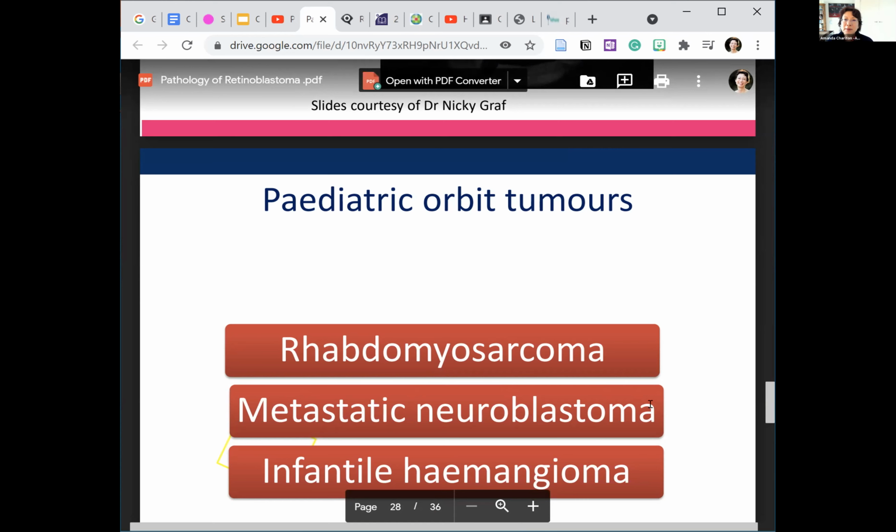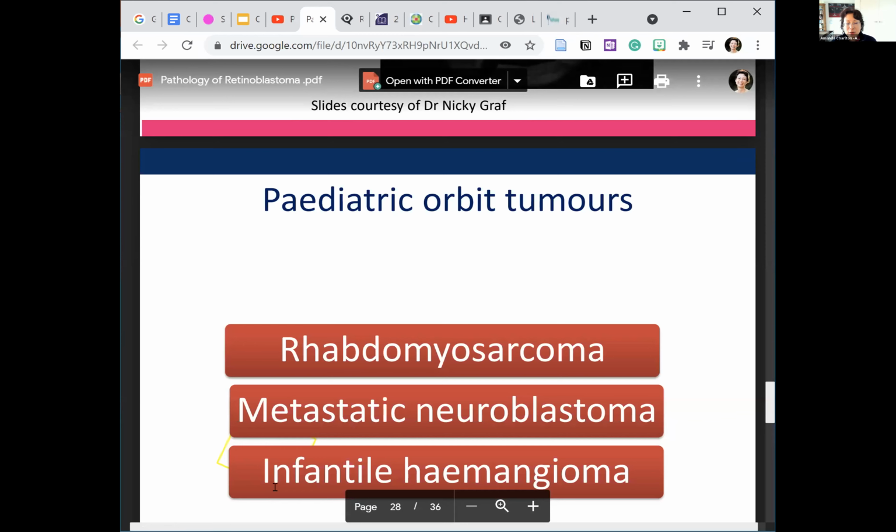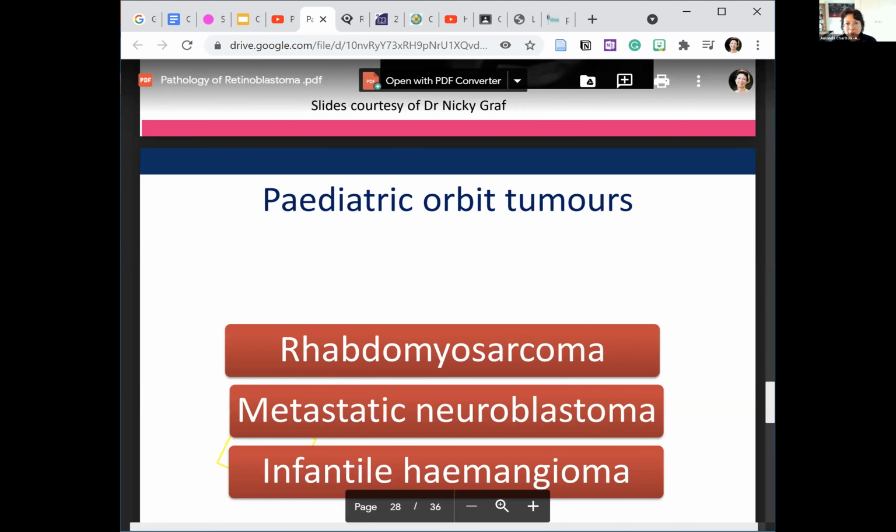You've heard of blueberry muffin babies. Well, that's one of the blueberries. And the types of vascular tumors, or vascular lesions, that we see in the orbit of children are the specific type here called infantile hemangioma. And so I see several of you mention hemangioma. Usually they're not resected.